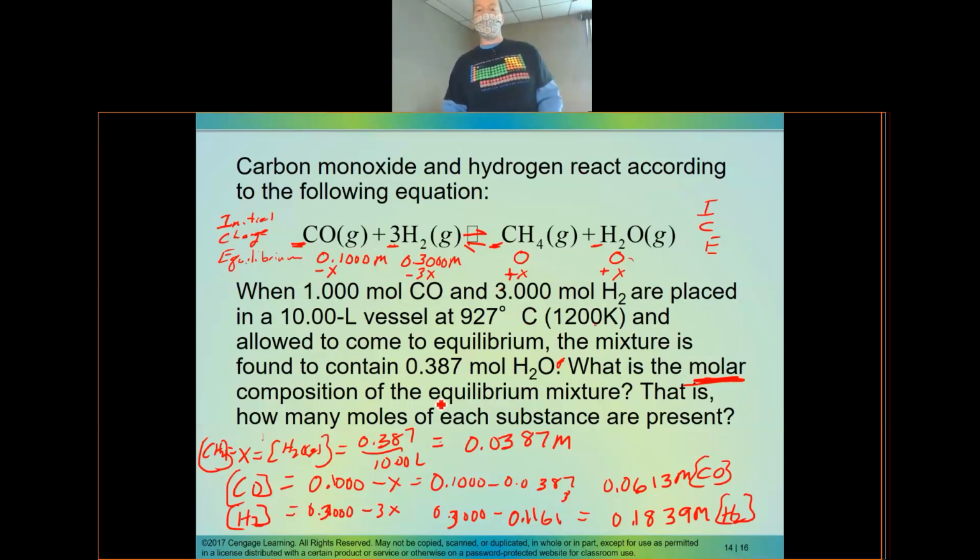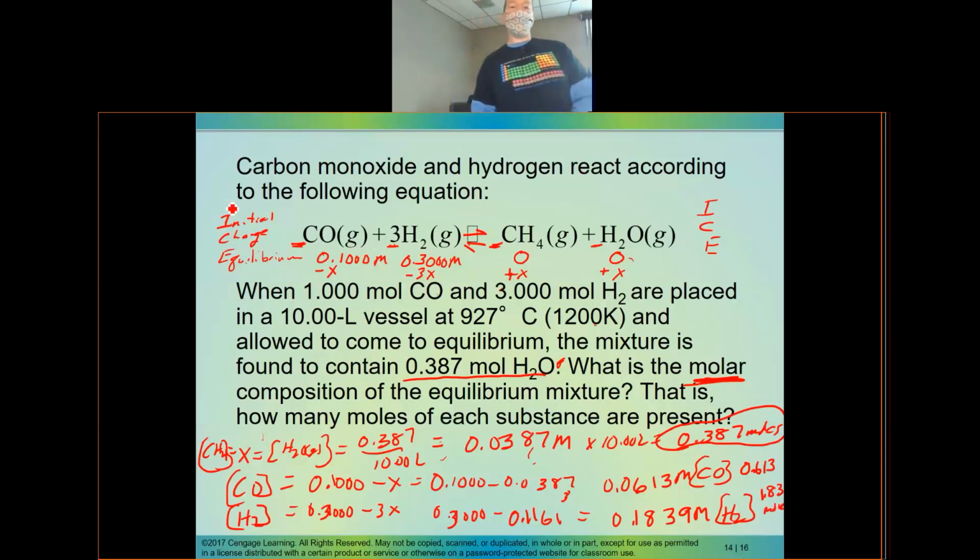So again, it's in 10 liters. And so you would have to multiply it by 10 to get it into moles. So times 10 liters, this is going to give you 0.387 moles, which is what they gave you in the problem. 0.387 moles, that is moles of H2O, that is X, that is also the moles of CH4. When you multiply your CO by 10, you get 0.613 moles. And when you multiply this by 10, you get 1.839 moles. All right, so the volume is 10 liters.